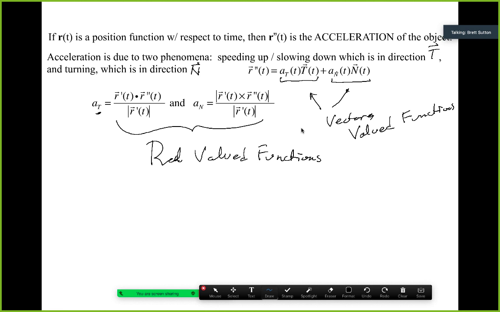Since they're real valued functions, are they magnitudes? Yeah, these are numbers. This is the number that gives you how much tangential acceleration you have, and this number gives you how much turning acceleration you have, just as a real value. So it's basically a magnitude of change. Yep, it's a rate of change of velocity, going forward and turning.